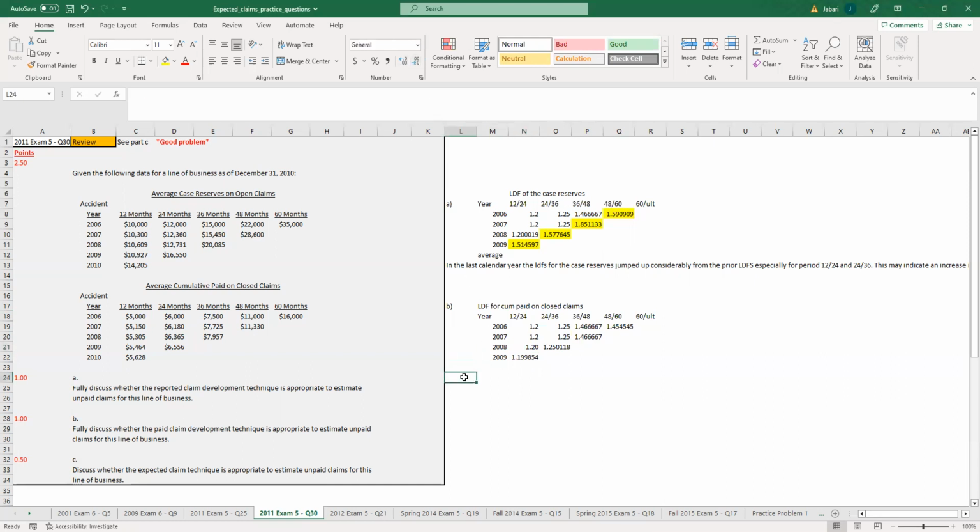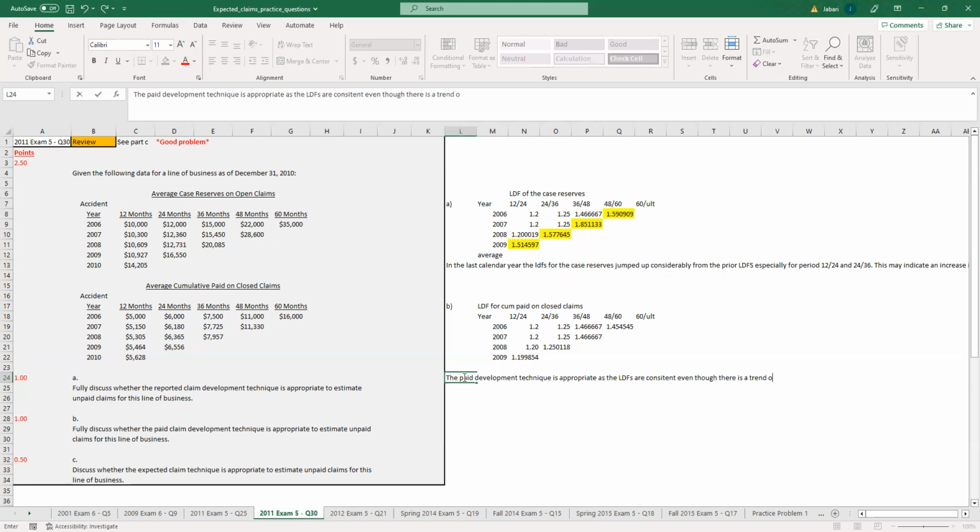So in this case, I'm going to say the paid development technique is appropriate as the LDFs are consistent, even though there is a trend to increasing the paid claims. It does not affect the development pattern.